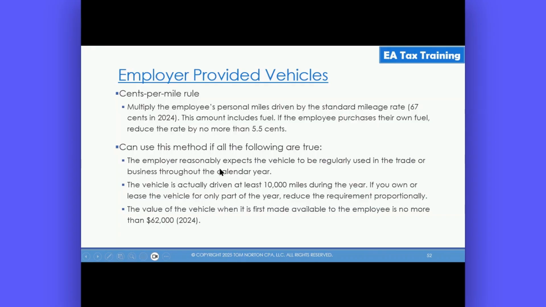You can use this rule if all of the following are true. The employer reasonably expects the vehicle to be regularly used in the trade or business throughout the calendar year. The vehicle is actually driven at least 10,000 miles during the year. It's 10,000 total, not 10,000 business miles. If you own or lease the vehicle for only part of the year, you reduce the requirement proportionally. So if you only had the vehicle for 6 months, then it would be 5,000 miles, but it's 10,000 miles on an annualized basis. And then finally, the value of the vehicle when it is first made available to the employee is no more than $62,000. So you cannot use the cents per mile method if the vehicle is worth more than $62,000.